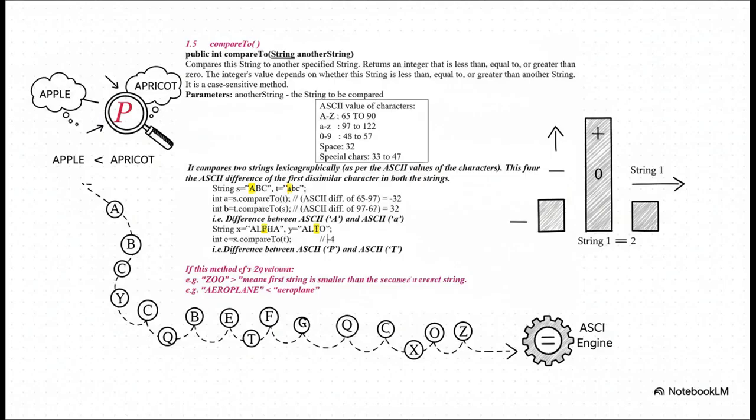It'll give you a negative number if the first string is less than the second, a positive number if it's greater than, and a big fat 0 if they're identical.